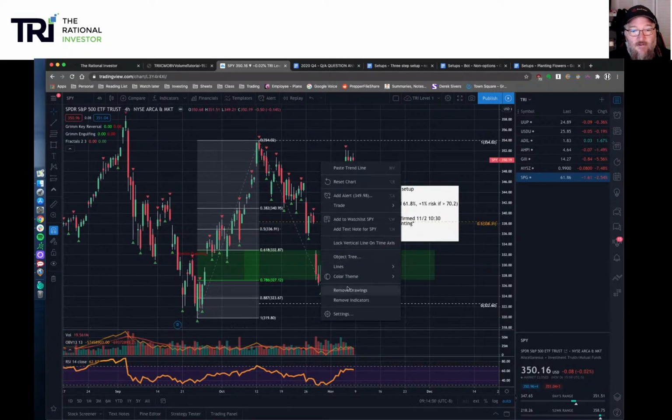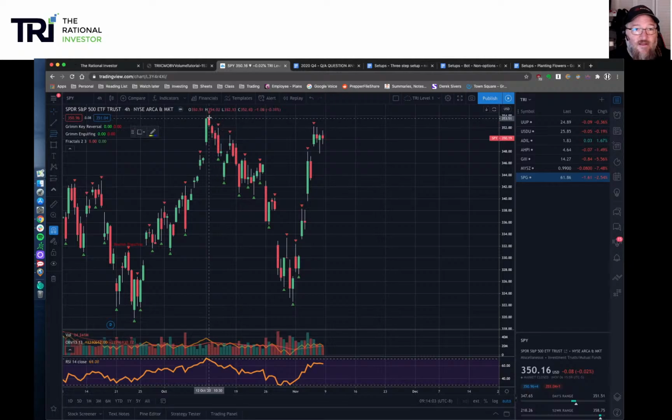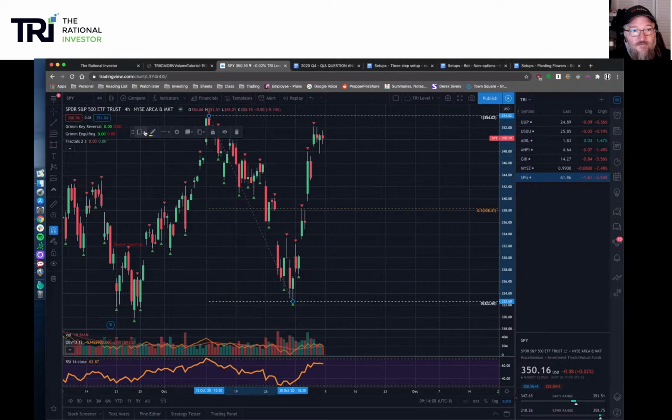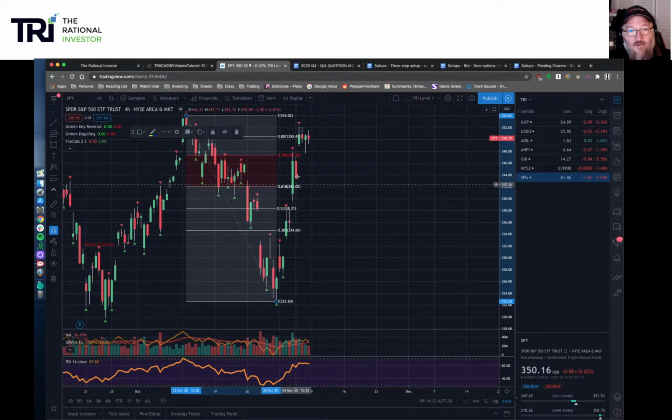So let's remove these drawings. If we saw this downwards move and then we're like, okay, I want to get in on a future downwards move, that's when we're talking about a pull back up into a reload zone, right? And a short reload zone is just that. It's a reload zone that occurs in a short or downwards market.